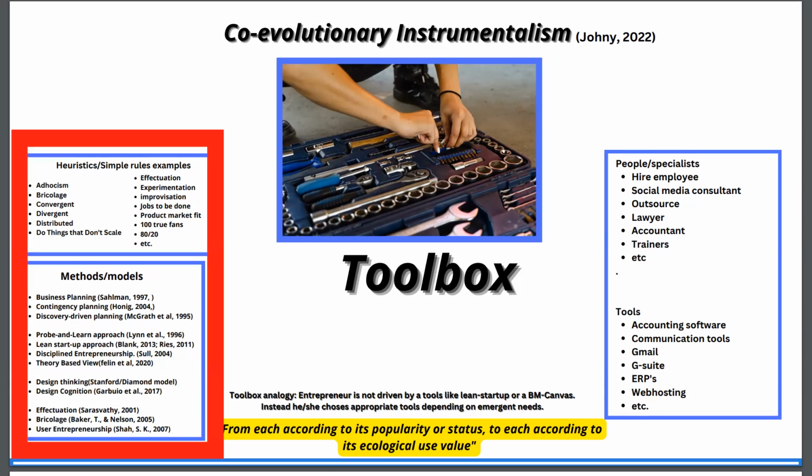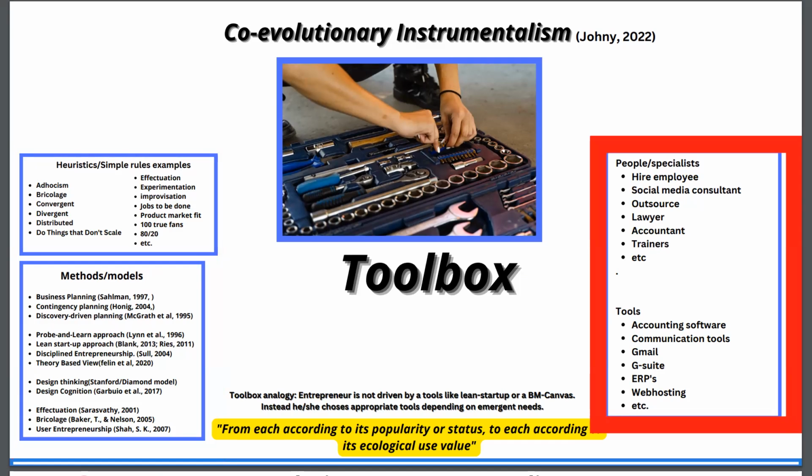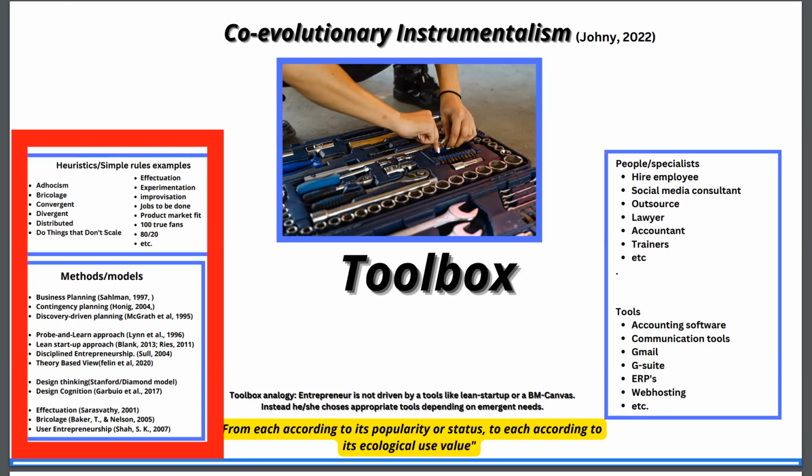Since there is no conflict between these instruments, there is no possibility of having a conversation to exclude ideas, exclude possibilities. So we can use other people to do things. We can use tools to do things like, for example, Gmail, ERP software, web hosting platforms. We can also use simple heuristics, ad hocism, effectuation, bricolage, experimentation, improvisation. We can also simultaneously use business planning, contingency planning, effectuation theory, design thinking, etc. There is no conflict between these tools. All of these tools are useful. All of these are complementary. None of these tools are in conflict with each other.